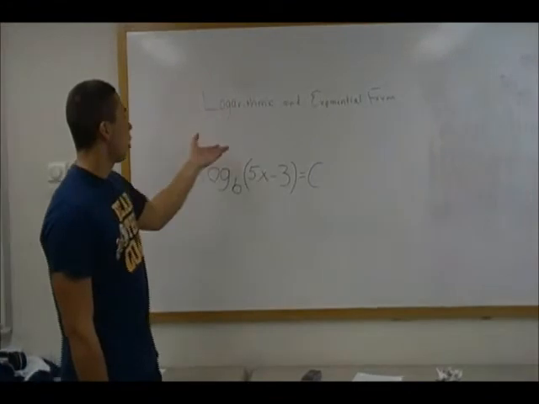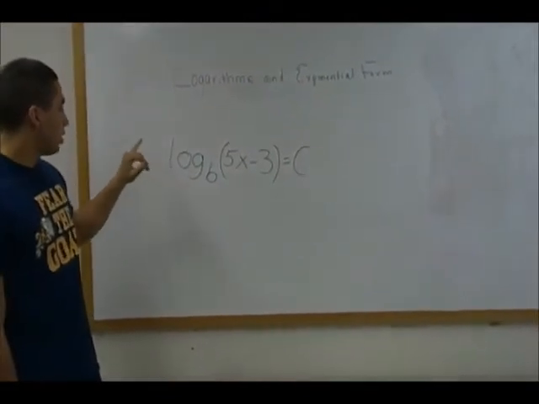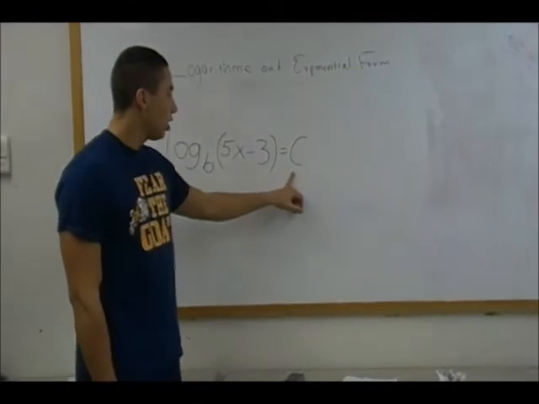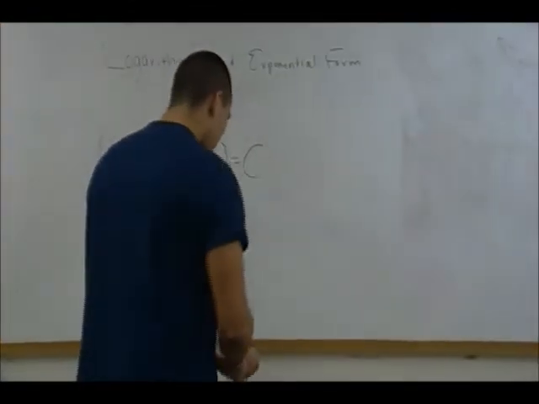So here we're going to do some examples of how to write logarithmic and exponential form. This equation right here is in logarithmic form, and you read it as such: log base b of 5x minus 3 equals c. And another way to write it is in exponential form, which looks like this.